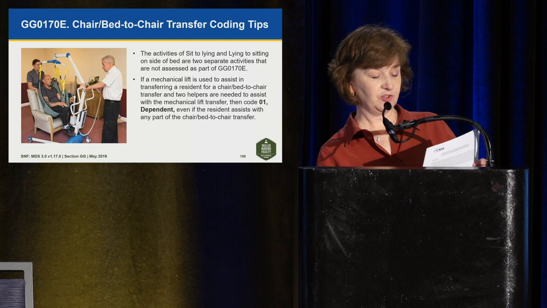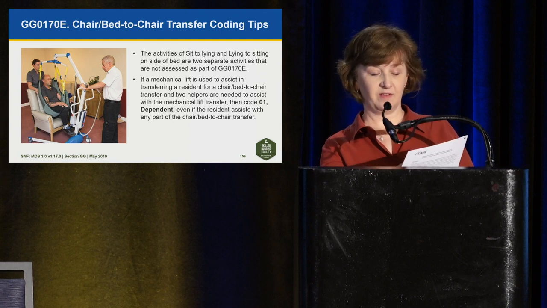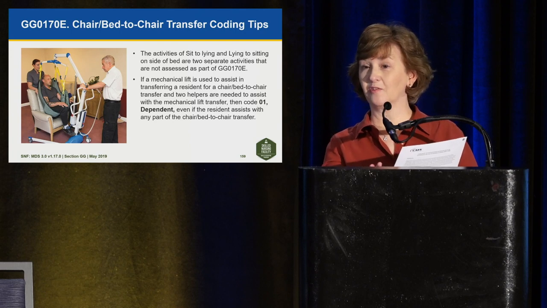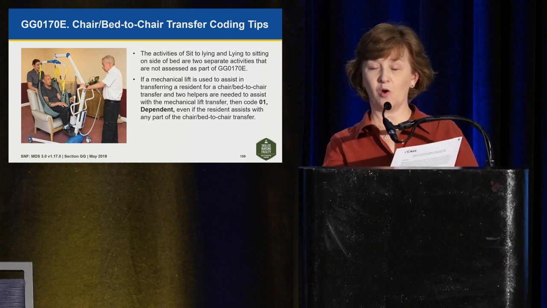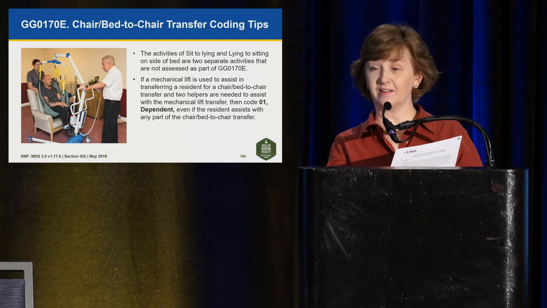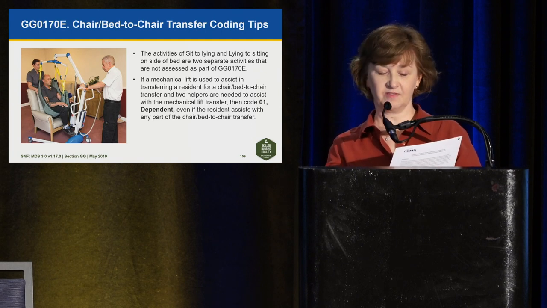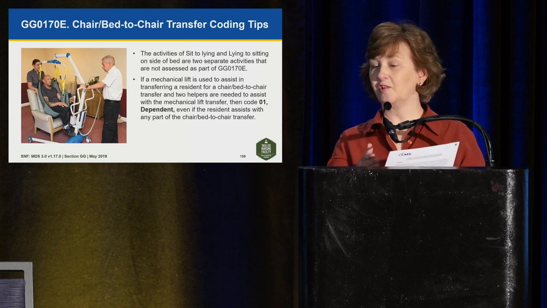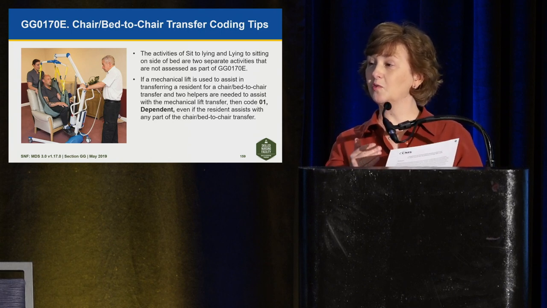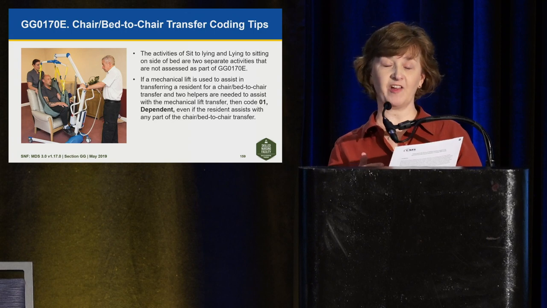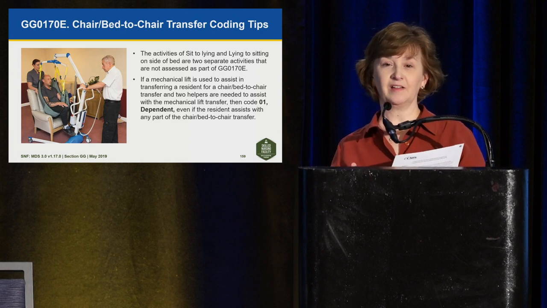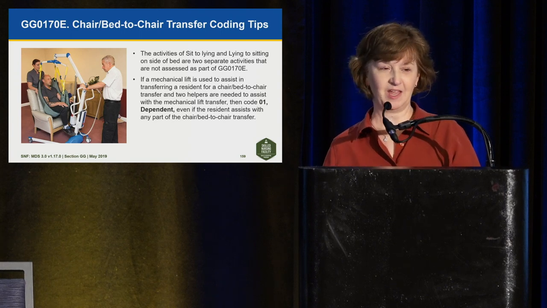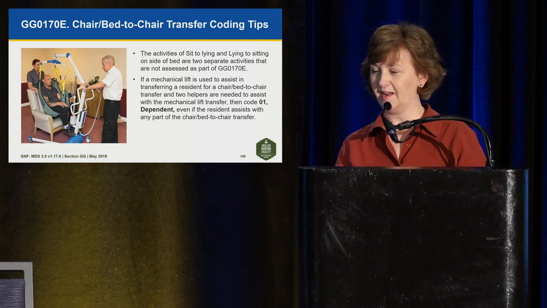And if you look at the decision tree, one of the things that you'll notice is that at each of the levels, as you're trying to determine or answer the question, we have that only one helper is providing setup assistance or touching assistance or more than half the effort or less than half of the effort. So if you're always answering that two or more people are providing assistance, you're going to get to the level 1 dependent. So I hope that makes sense. So that's, again, an application of the decision tree to help you use that.